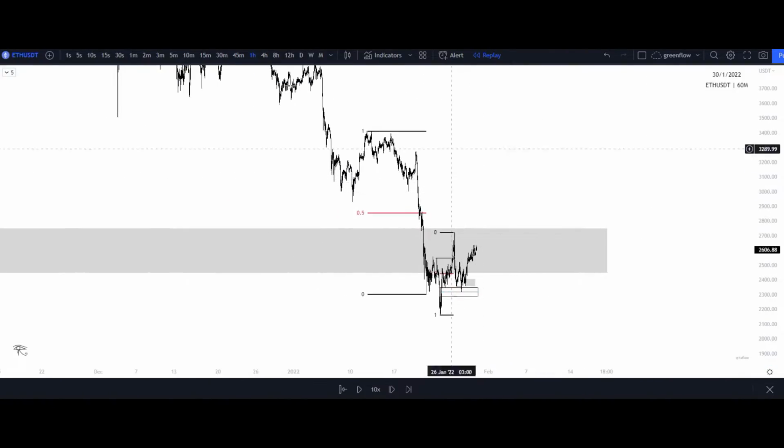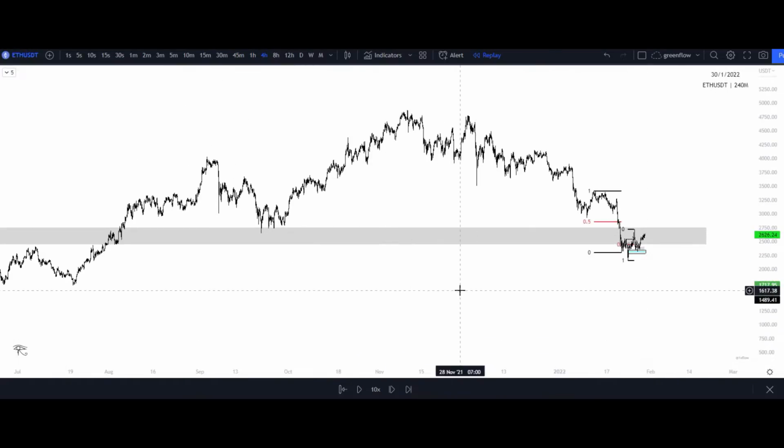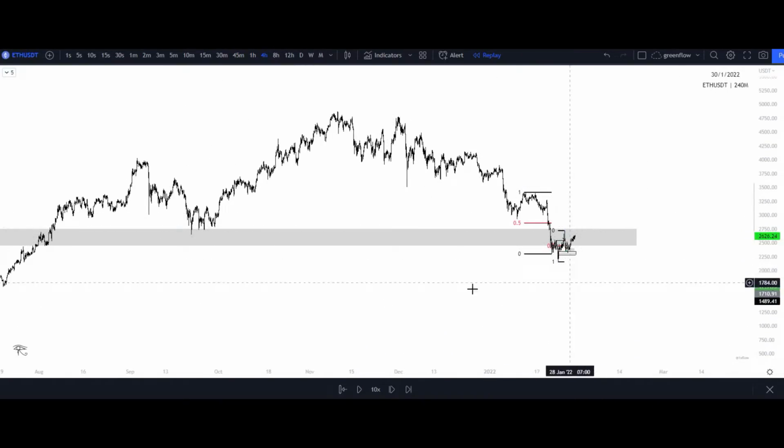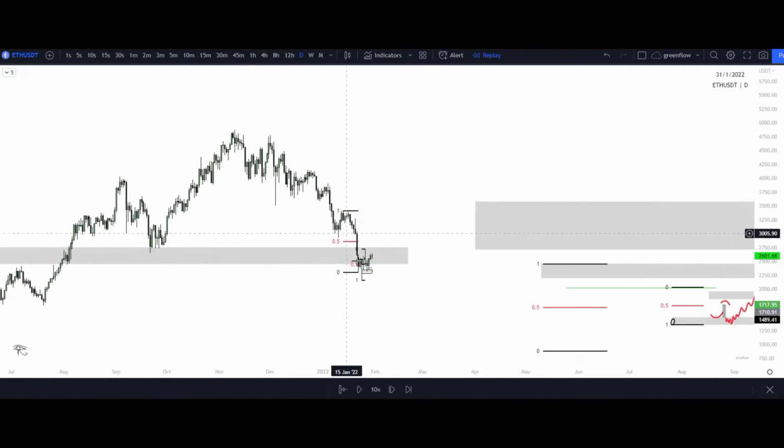Now, what is retail doing this entire time? They're shorting, right? What are they doing within these areas? Shorting, shorting, shorting, shorting. What did they see on this move right here? Short, short, shorts, right? Large displacement to the downside.